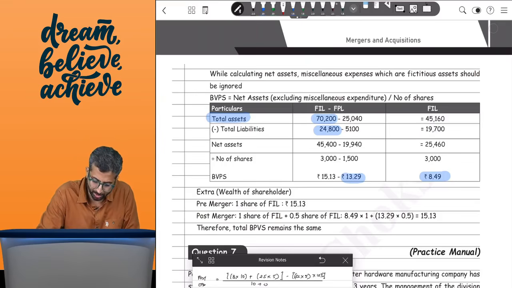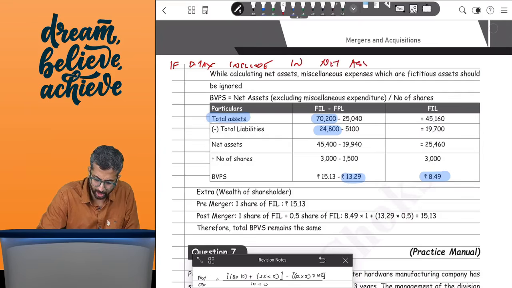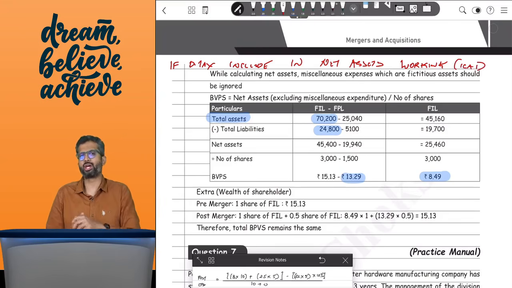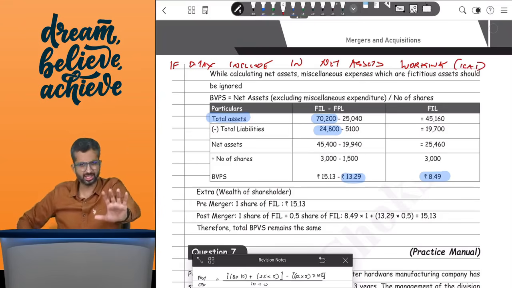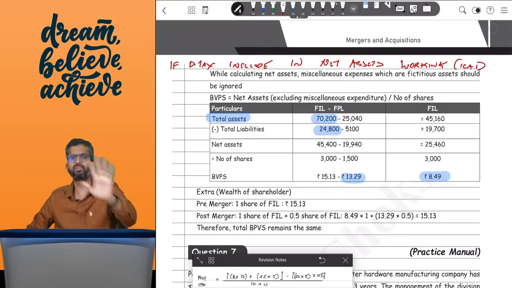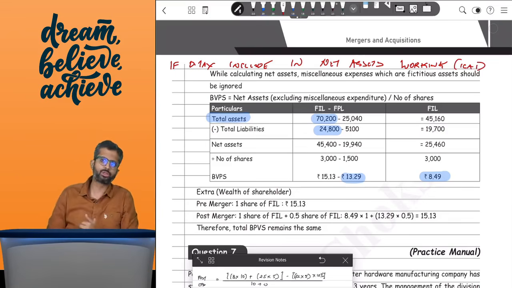If you want, you can just keep a note that if there is deferred tax, include it in net assets working. ICI has done this in both a merger question as well as a business valuation question, and hence one can always argue that, sir, practically we take or we don't take, that is debatable. But from an exam perspective, if there's a deferred tax asset or a deferred tax liability, ICI has taken it in both these places. One question in business valuation and one question in mergers.